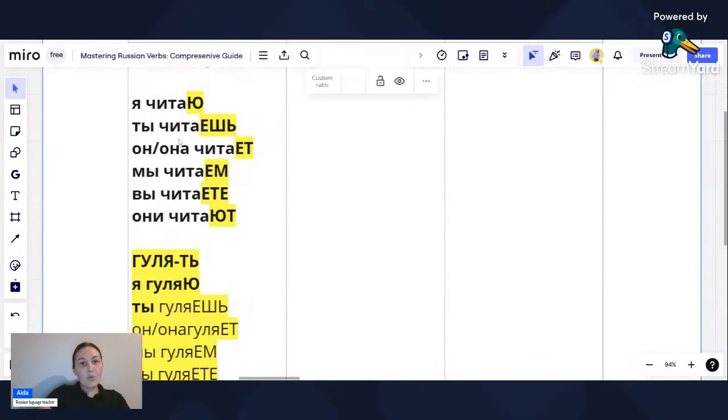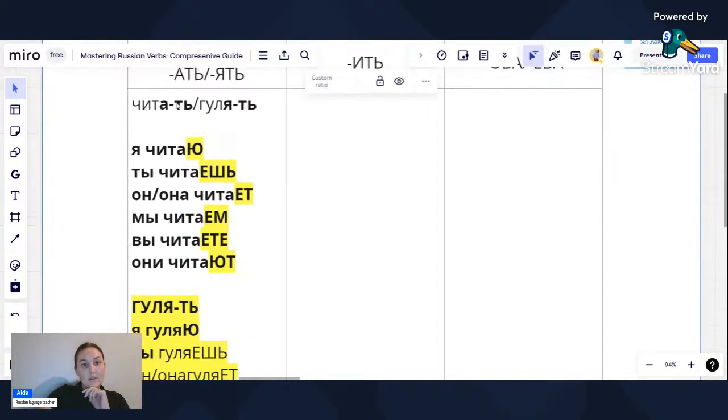Okay. So as you can see, for the verbs of the first group, we use these endings: ю, ешь, ет, ем, ете, or ют. To form the present tense of the verbs of the first group, you need to cut the ending ть. You need to use just this part, чита or гуля, and then put personal endings. So this is the present tense of the verbs of the first group.